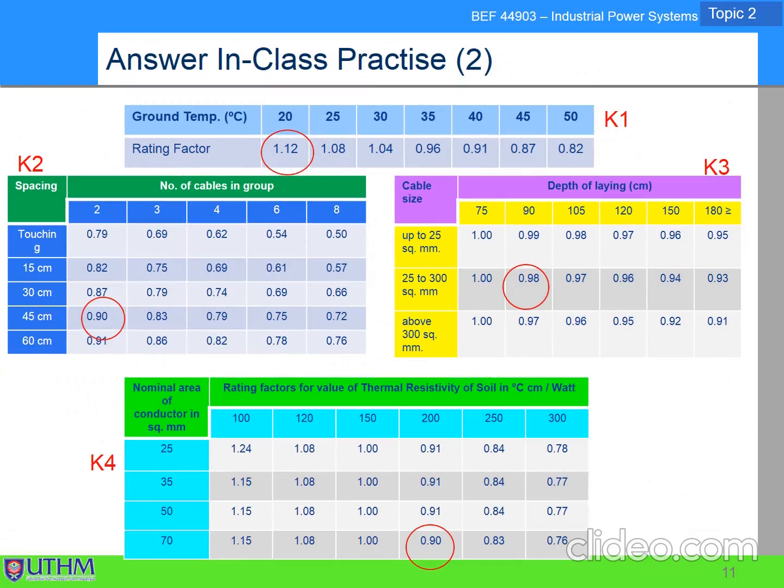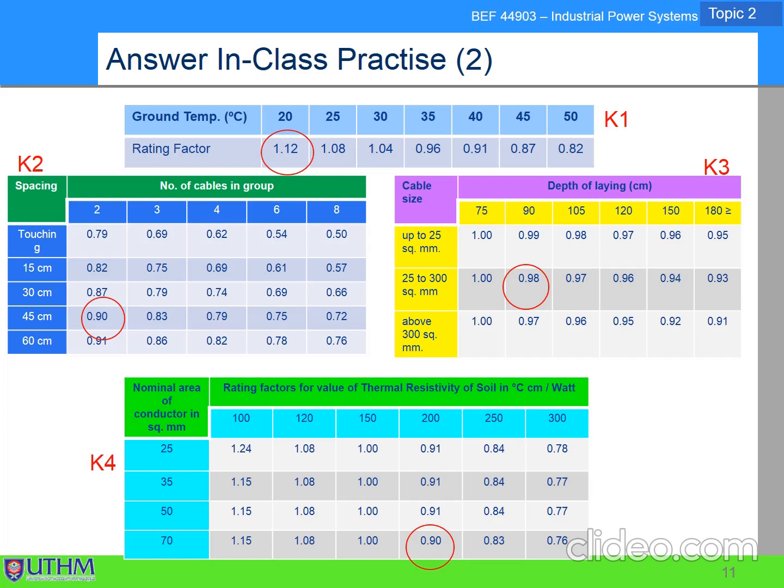Before we answer question number 2, we have to refer to some tables to get the values of K1, K2, K3 and K4. This table is from the previous lecture, lecture notes for part 2. You can refer to them, but I will explain. For K1, we have to refer to the ground temperature, which is already mentioned in the question as 20 degrees Celsius. So the factor of K1 is 1.12 in the circle.